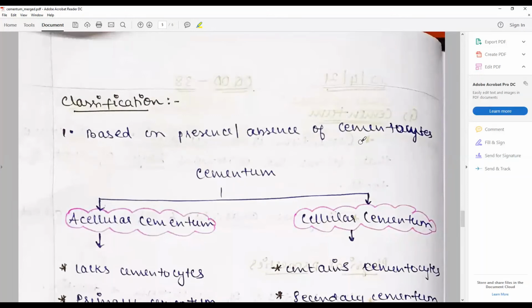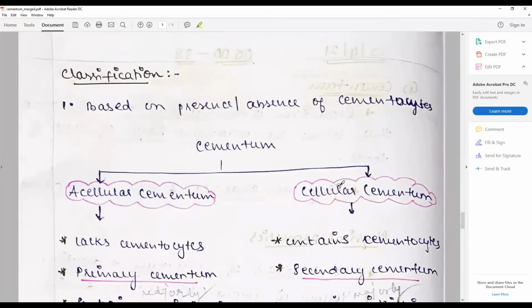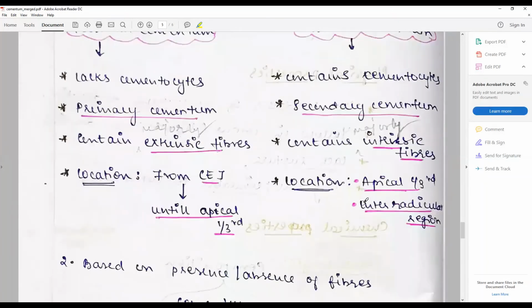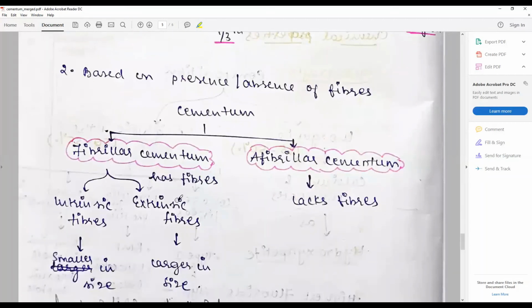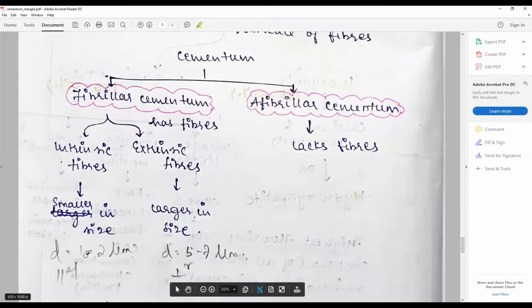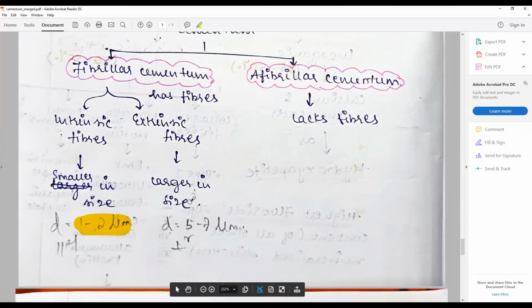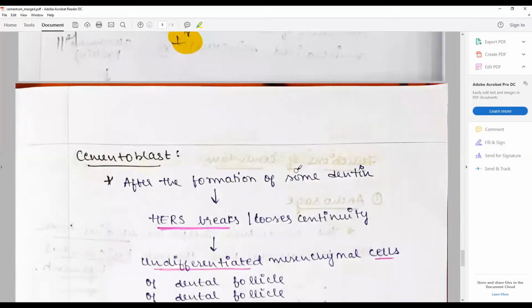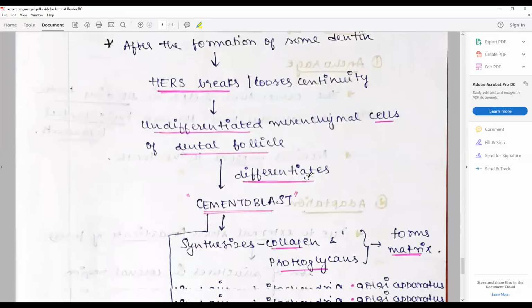Classification depending upon the presence or absence of cells: acellular and cellular cementum. Presence of fibers: intrinsic and extrinsic. The intrinsic fibers are smaller in size, with a diameter of about 1 to 2 micrometers, and lie parallel. Extrinsic fibers are larger in size, about 5 to 7 micrometers, and lie perpendicular, a very important point. And then the formation, again by cementoblasts.